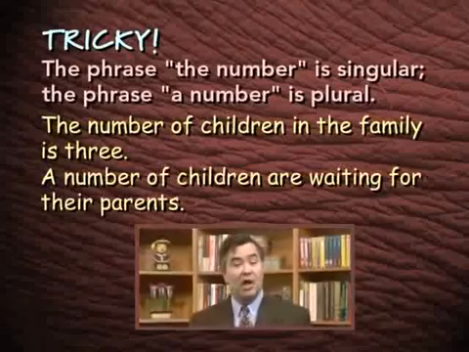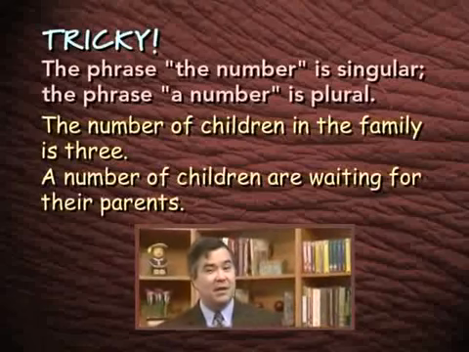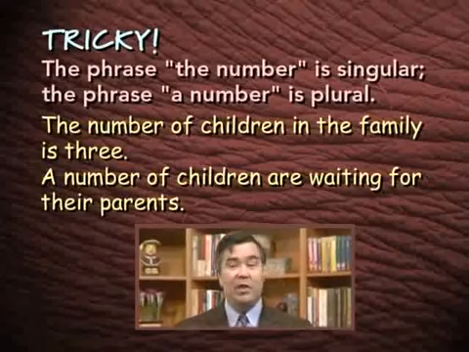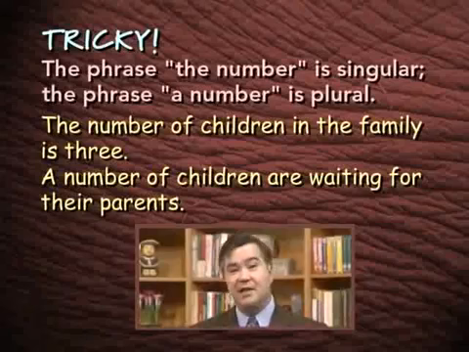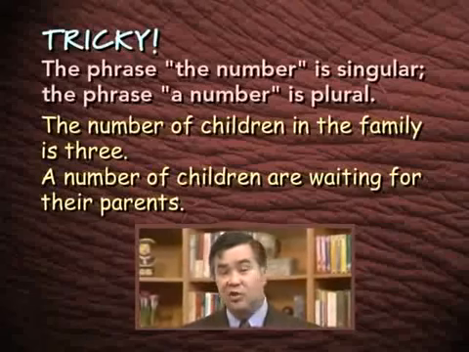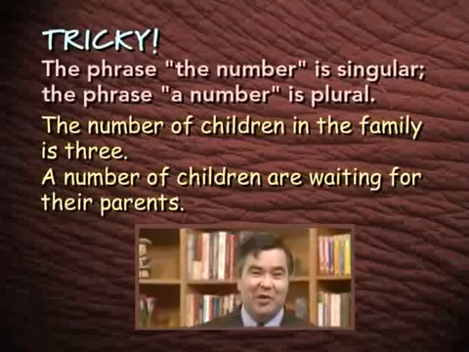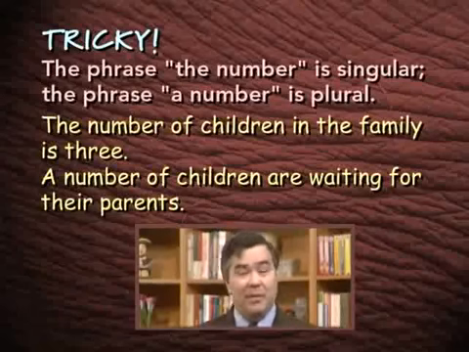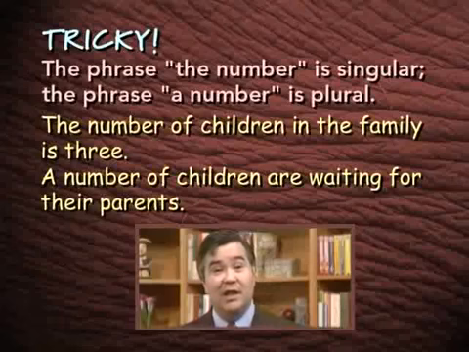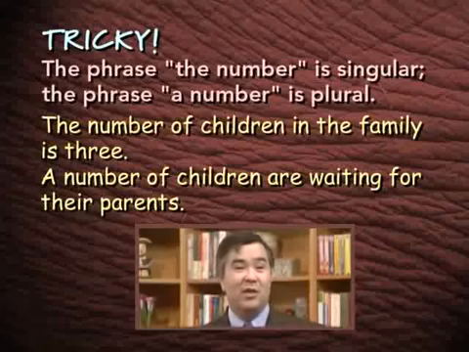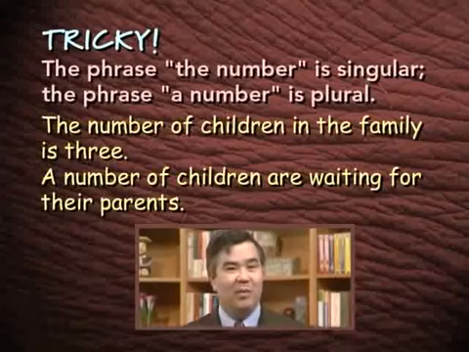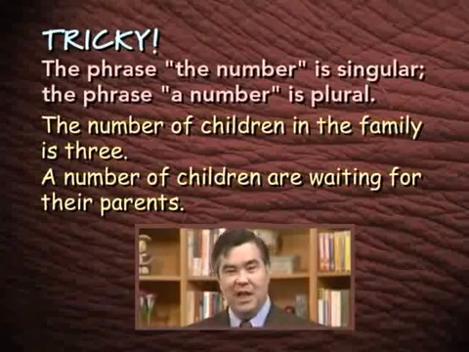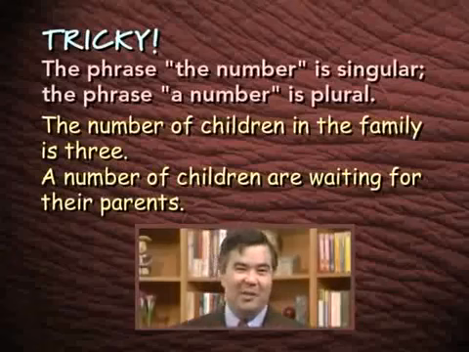Look at this example. A number of children are waiting for their parents. Now, in this case, we're using the phrase "a number," which may look very similar to "the number." But in this context, what the phrase "a number of children" is referring to is several children, more than one child, 3, 4, 5 children. That's what we mean when we say a number of children. So in this case, the subject of the verb is really plural, and that's why the plural verb, "are waiting," has been used. The basic rule that's easy to remember is: the number is singular, a number is plural.